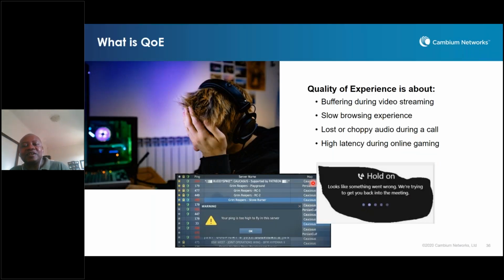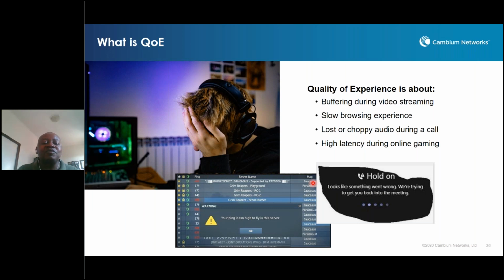So let's look at some of the things when we talk about quality of experience, because you remember there's quality of service, which is more of a network phenomenon, but here we're talking about quality of experience, what the end user sees.